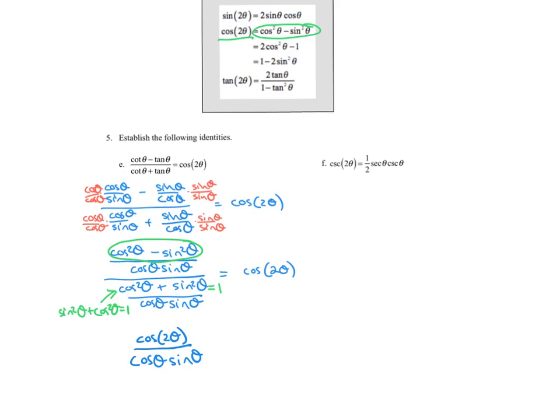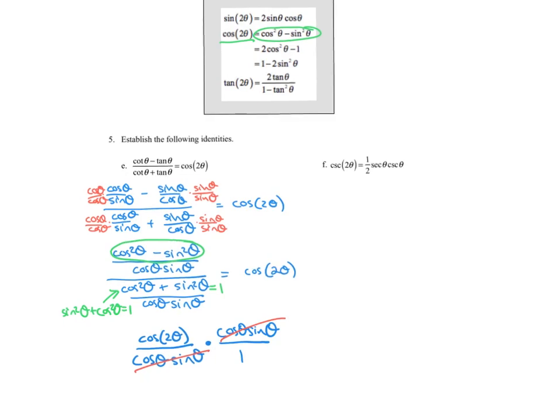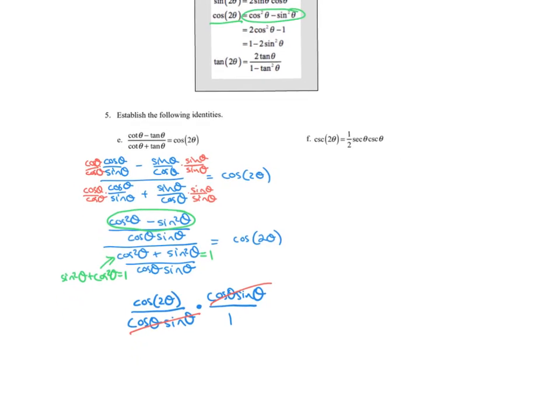So if I multiply by the reciprocal, the 1 will go to the bottom, and we'll have cosine theta, sine theta on top. And now I can cancel the cosine theta, sine theta on the bottom left and top right, and I do end up with just cosine 2 theta on the left, and we have showed that the left-hand side does equal the right.